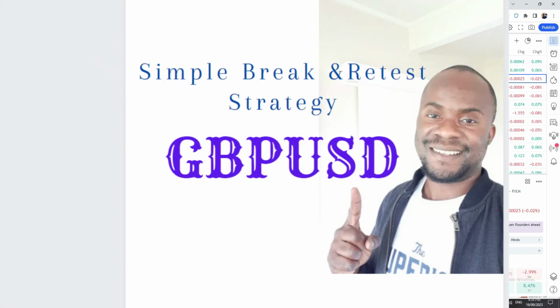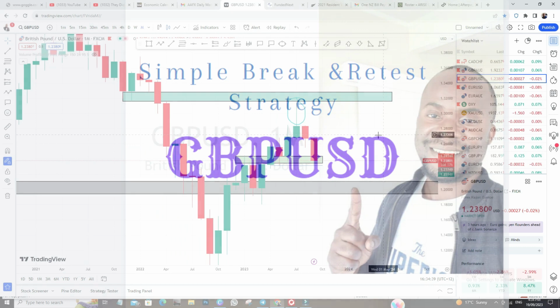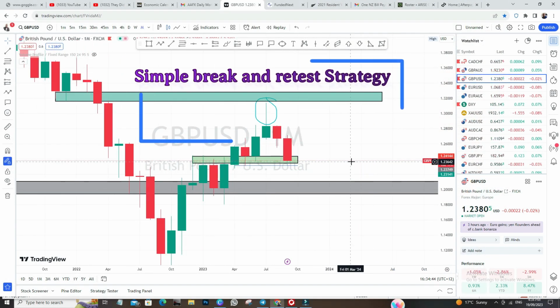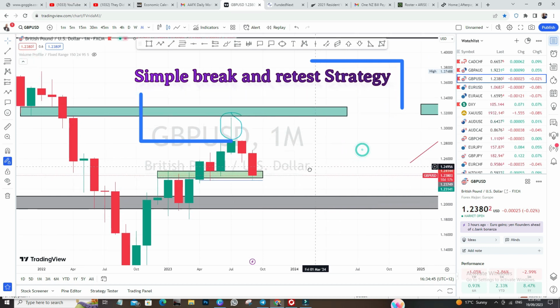Now guys, I want to show you something very important on GBPUSD, and this thing I want to show you is based on a simple break and retest strategy. What is the simple break and retest strategy?